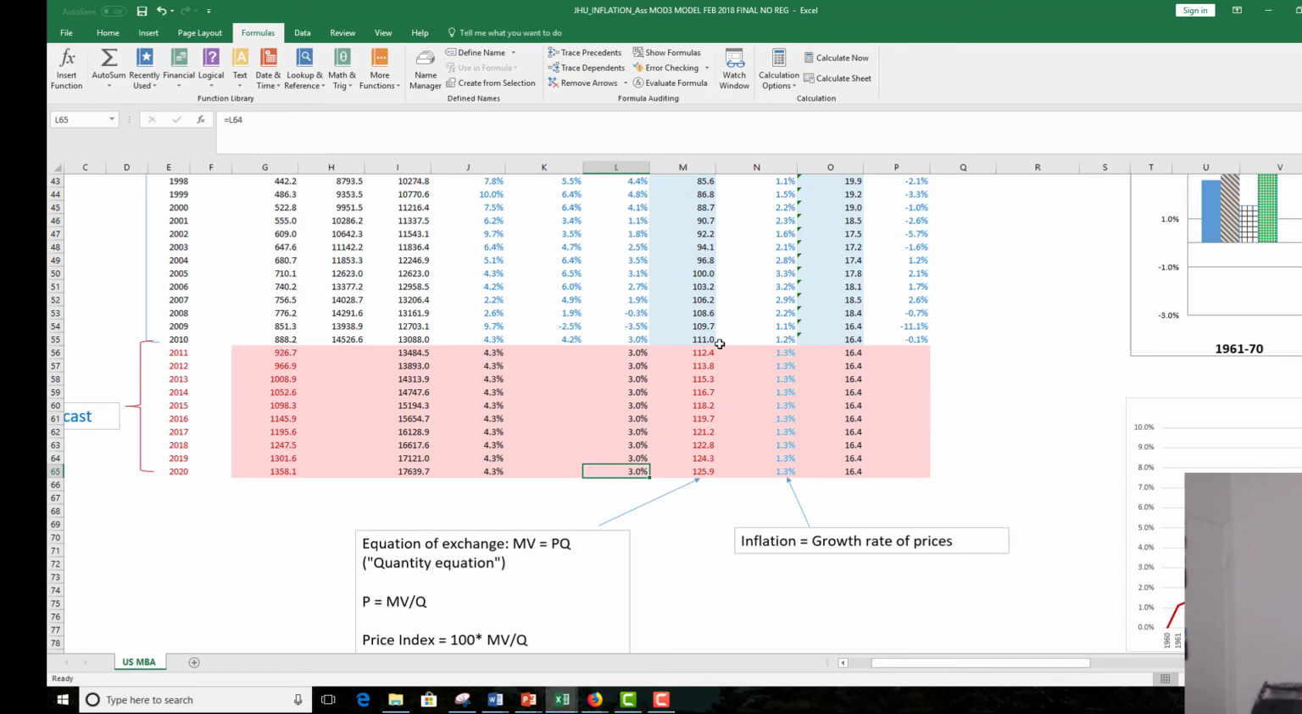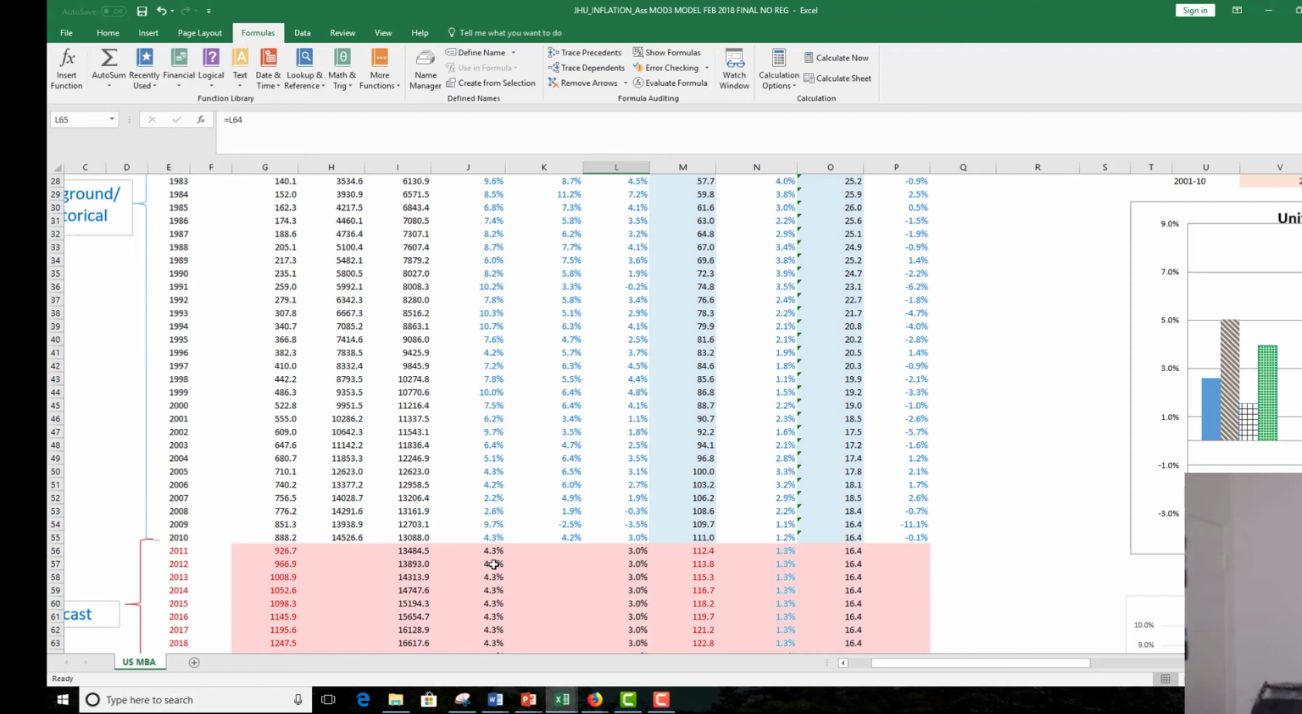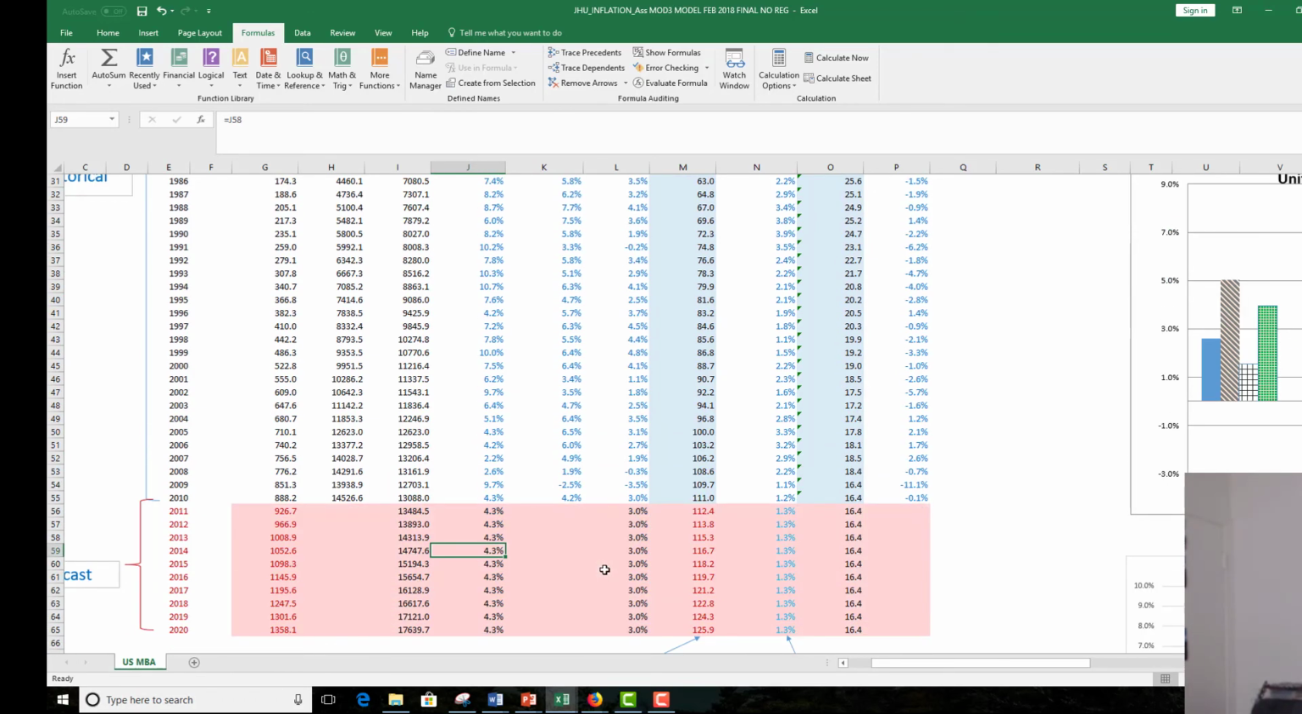Now you can ask whether that's a good assumption or not, and we're also predicting money growth to be fairly stable here, at a little bit more, at 4.3%, and that will give us a consistent view going forward of how money, inflation, prices, and output hang together using the equation of exchange.